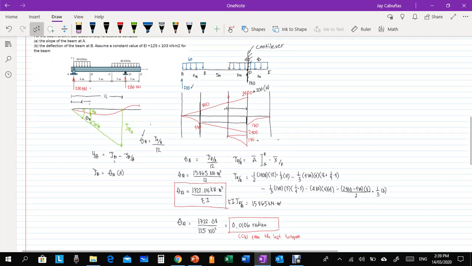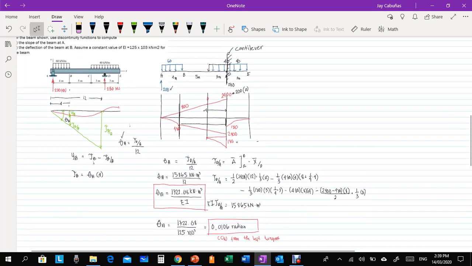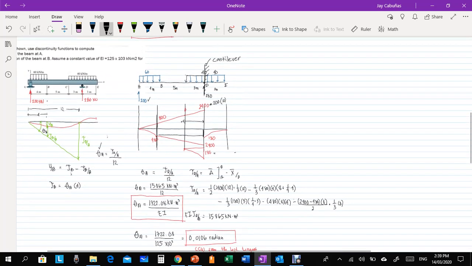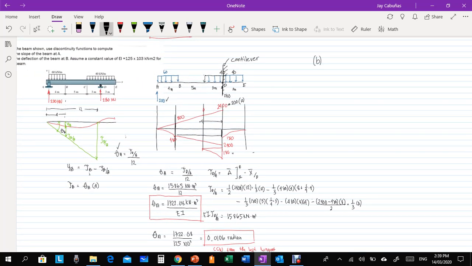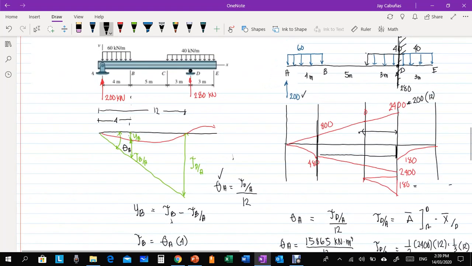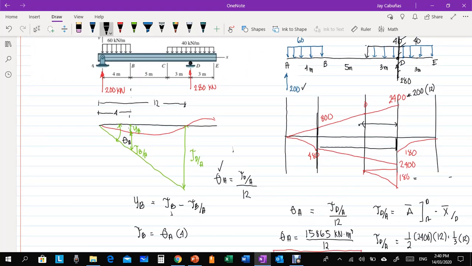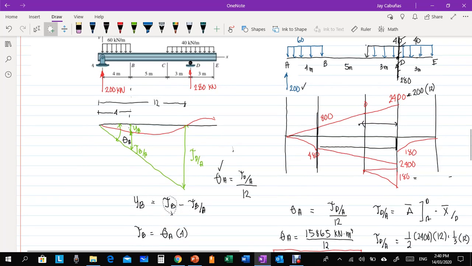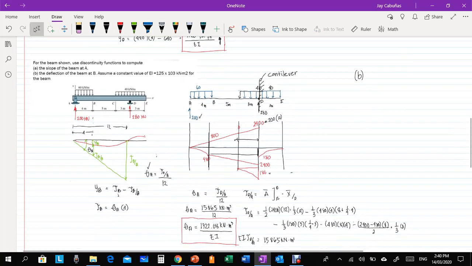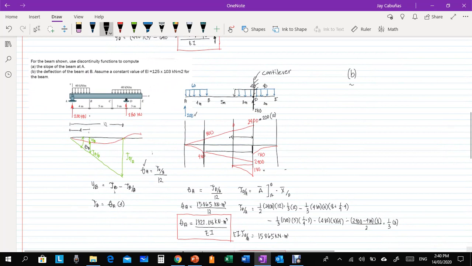Okay? So the next is the deflection of the beam at B. At B, so letter B now. So what we need is TBA, right? We can now compute TB, we need theta A. Since theta A times 4 is just TB, what we need to get is the deviation of B from A.